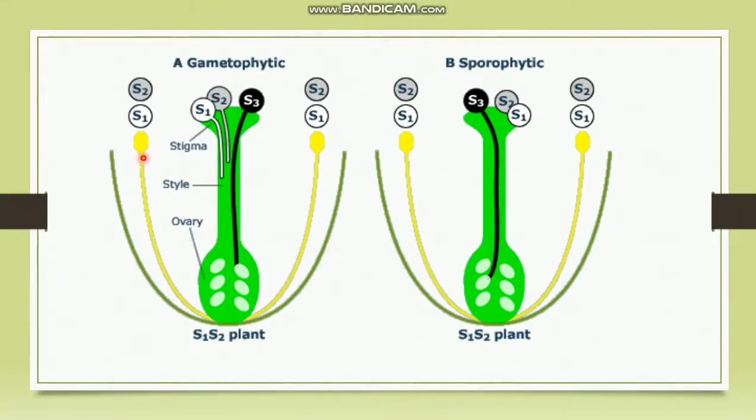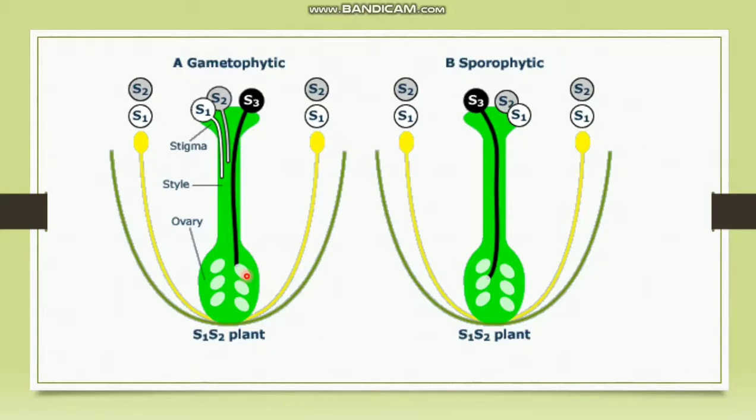The same example is shown over here. The plant is having S1, S2 alleles. So the anthers will produce pollen grains containing S1 and S2 alleles. Both these alleles are there in the pistil. So these pollen grains of the same flower will not be able to germinate. And if they are germinating, their pollen tube will not grow. Whereas S3 is not common, so the pollen grain will germinate and will be able to fertilize the egg present inside the ovule.